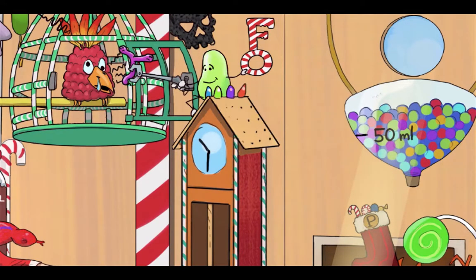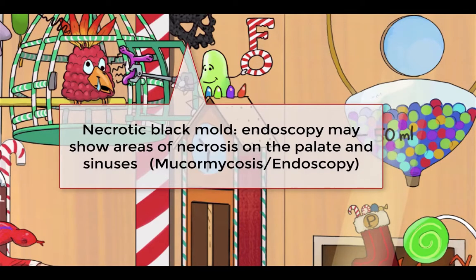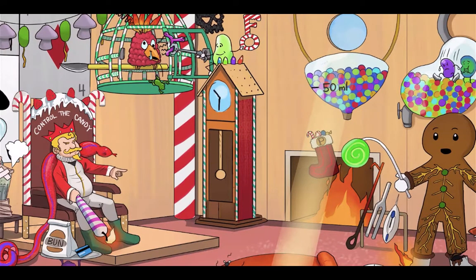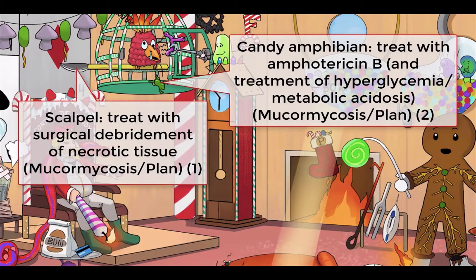Workup involves sinus endoscopy with biopsy and culture. On endoscopy, the infected tissues may appear necrotic. Necrosis can spread to the palate, orbit, and brain. While culture commonly reveals growth, histopathological inspection of the biopsy specimen should reveal characteristic broad, non-septate hyphae with right angle branching. Treatment involves surgical debridement of necrotic tissue.